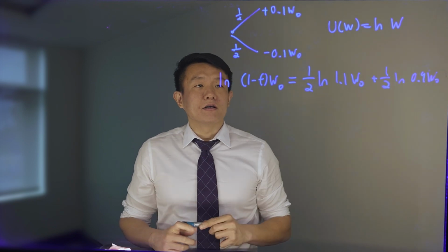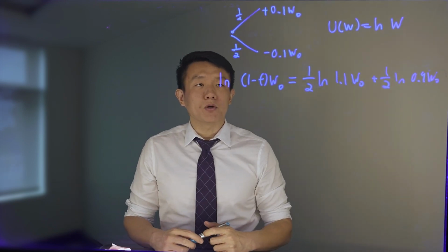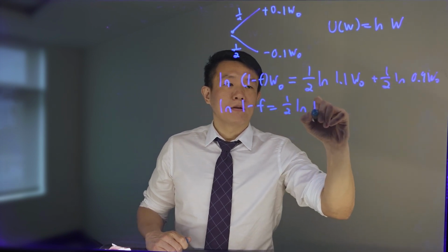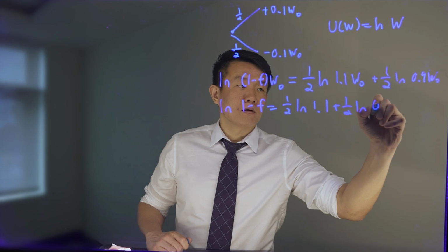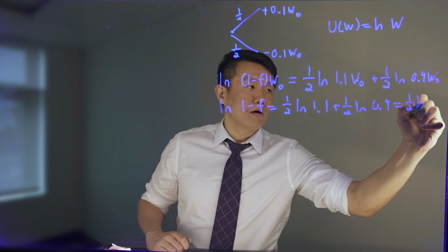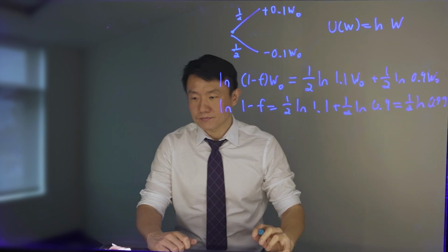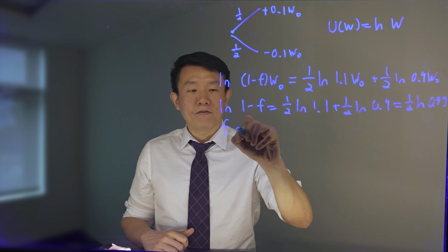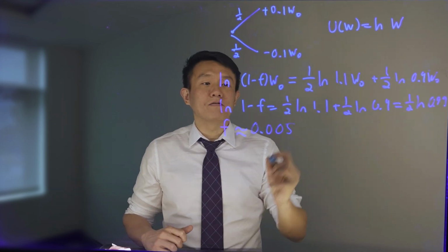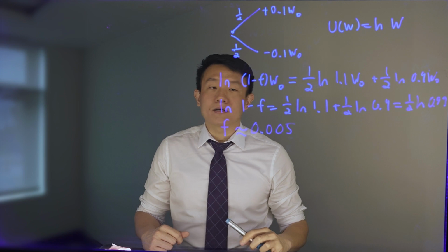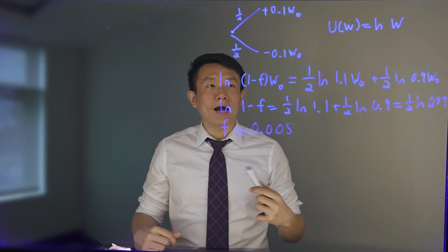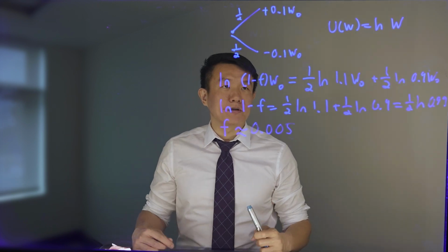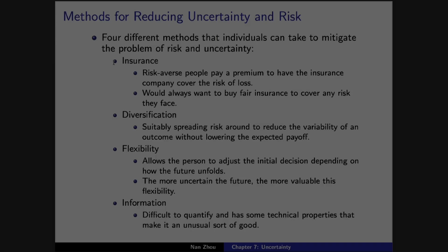What we can see here is if we subtract log of W naught from both sides, we can eliminate the starting wealth from the calculation. So this is equal to 1/2 log of 0.99. And this gives us F of about 0.005. So what that's saying is that you're willing to give up about 0.5% of your wealth to avoid having to take this gamble where you're flipping a coin for 10% of your wealth.